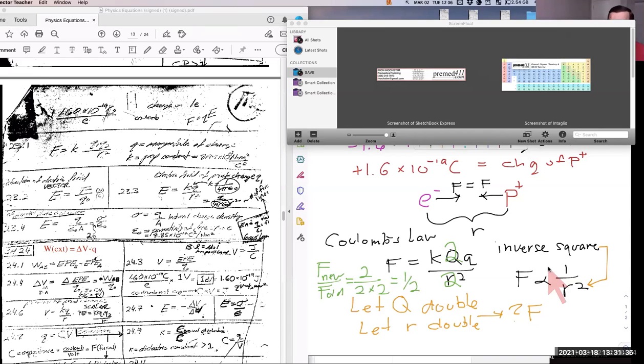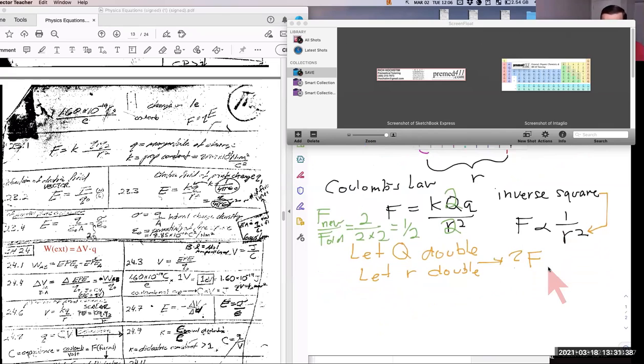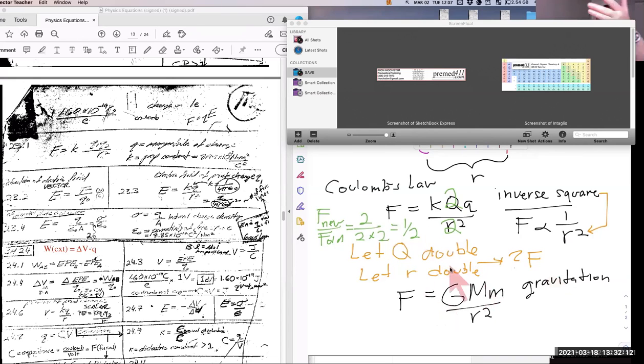Now, you may recognize a similarity between Coulomb's law and another inverse square law involving force. Can you tell me what this pertains to? They're the different masses. Yeah, this is gravitation. So gravitation is also going to be an inverse square law. In fact, it has the same form. So the things that we did here for force, for Coulomb, we would do the same thing for mass and distance for gravitation.